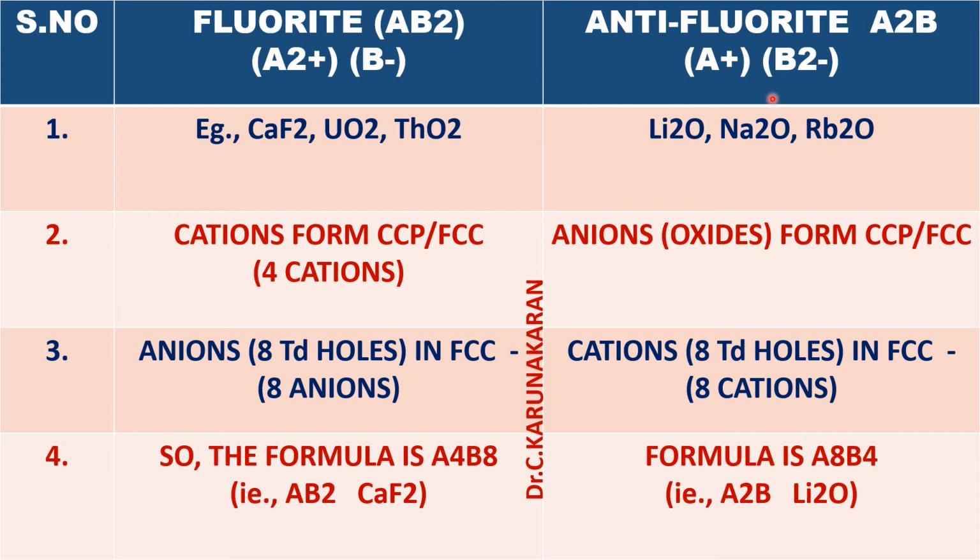Here I have shown the differences between fluorite and antifluorite. The same we have already discussed. In fluorite, A is divalent, B is monovalent. Here A is monovalent, B is divalent, just opposite. The arrangements are also opposite, but otherwise they are similar.